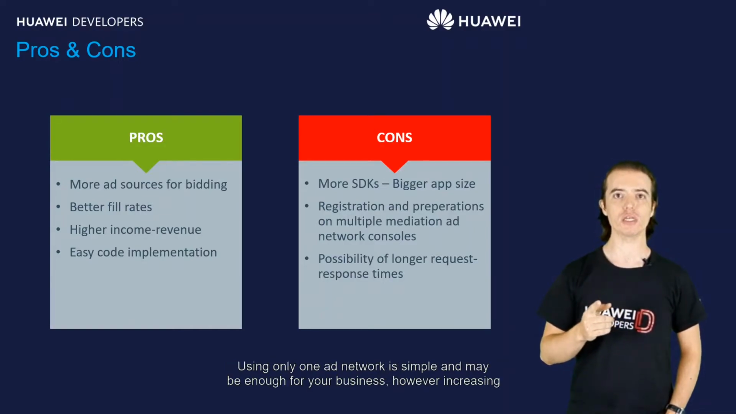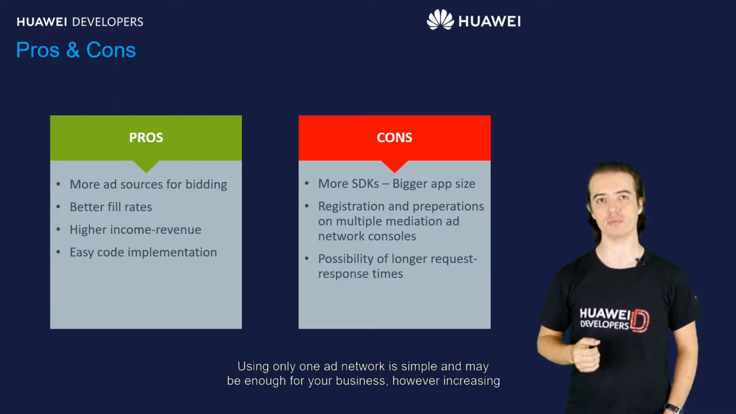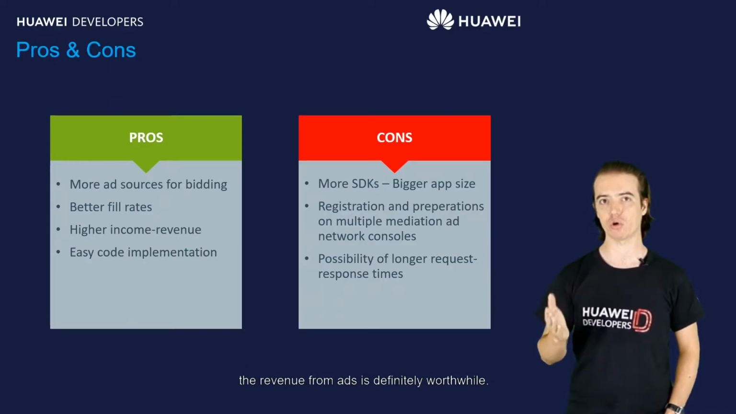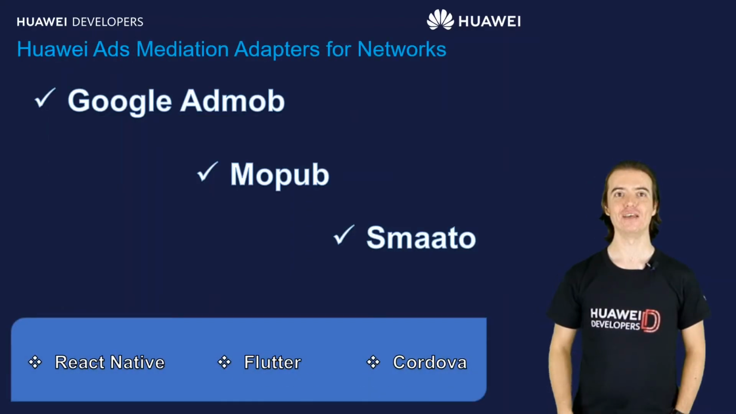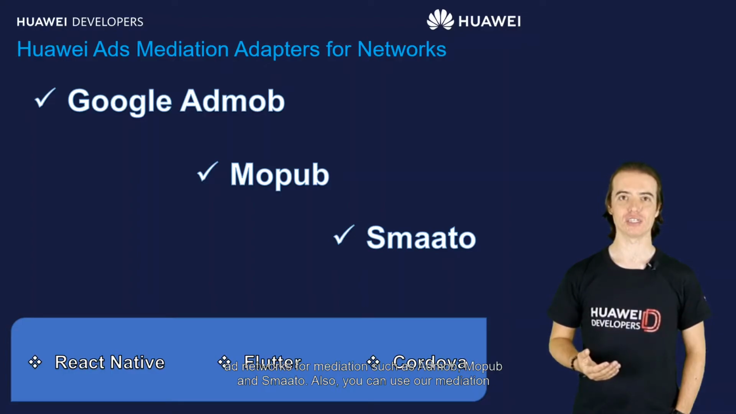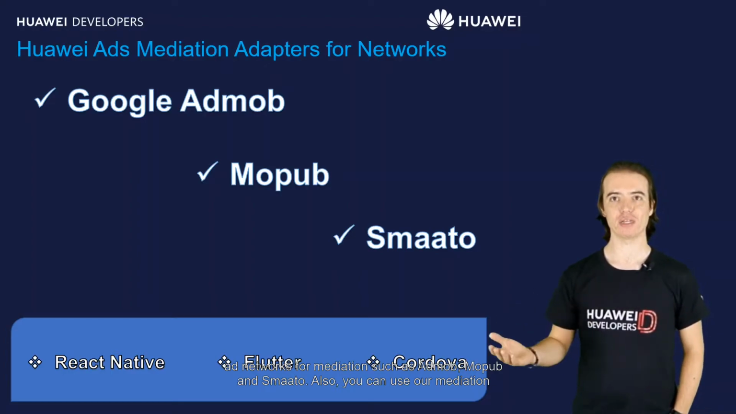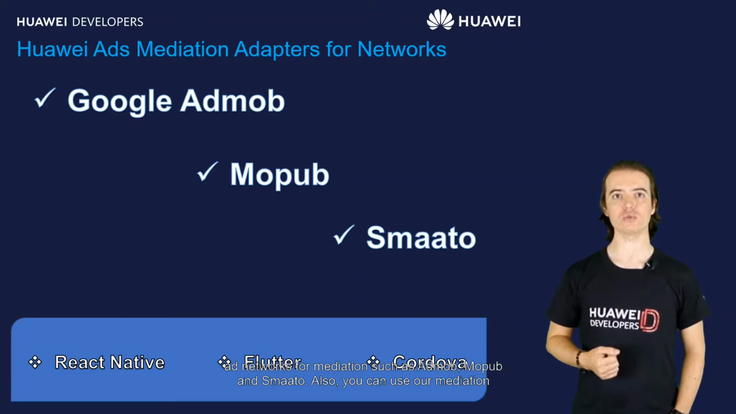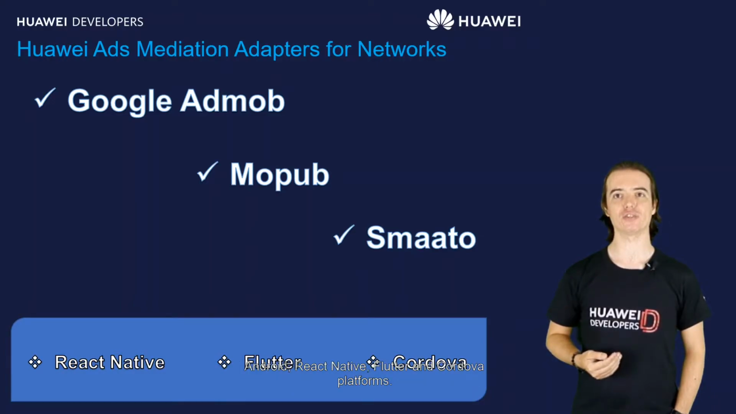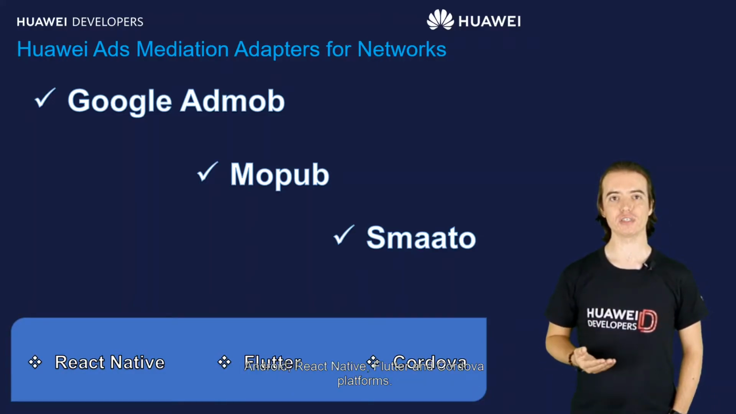Using only one ad network is simple and may be enough for your business. However, increasing the revenue from ads is definitely worthwhile. You can add Huawei ads for multiple leading ad networks for mediation, such as Admob, Mopub, and Smaato. Also, you can use our mediation adapters for your cross-platform applications too. Currently, mediation adapters support native Android, React Native, Flutter, and Cordova platforms.